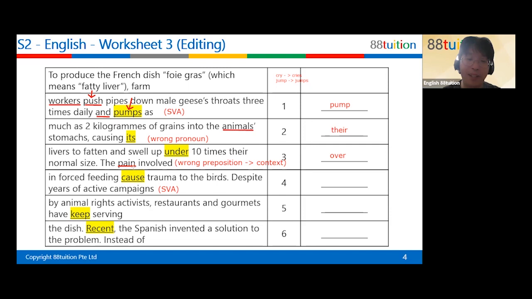So this is actually the main subject here. And over here, we don't say pains. It's not plural, it's the pain, it's one pain only. And so Jaden is absolutely correct. This needs to have an S behind. So the pain involved in force feeding causes trauma to the bird.